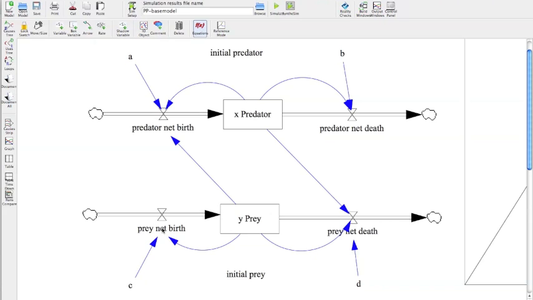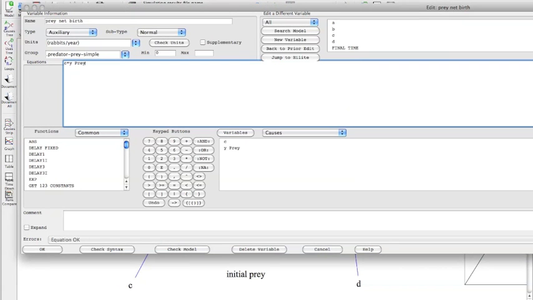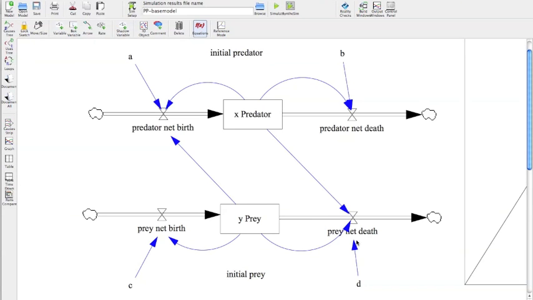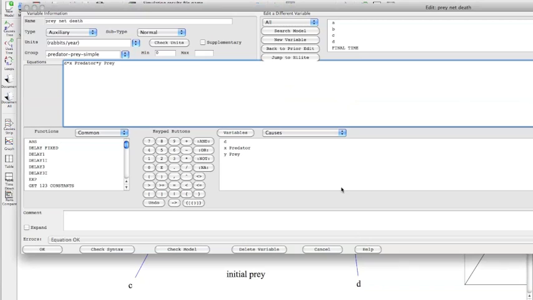If you look at the net birth, it's essentially first order dynamics. It's the coefficient C times the population of the prey. It's got units of rabbits per year. And if you look at the net death of prey, it's second order dynamics. It's the coefficient D multiplied by the population of predators and the population of prey. It's got units of rabbits per year.